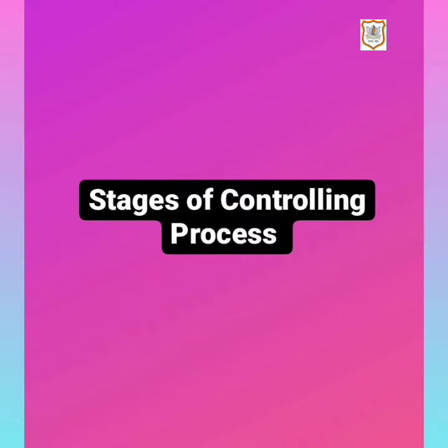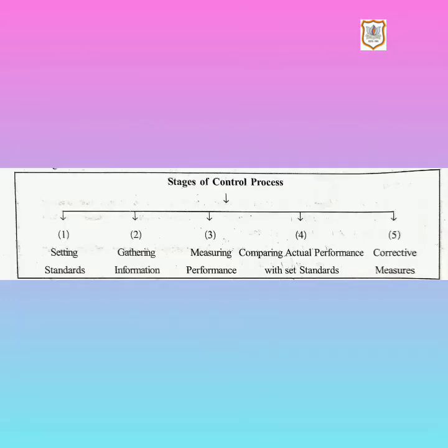In this video, we are going to start a new topic, that is stages of controlling process. We have 5 stages of controlling process. Let us see the structure of controlling process from your textbook and understand that one by one in detail. So here you can see the structure of control process, the stages of control process.